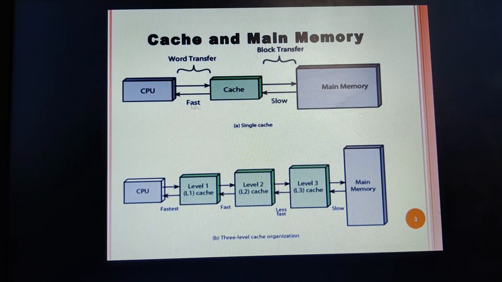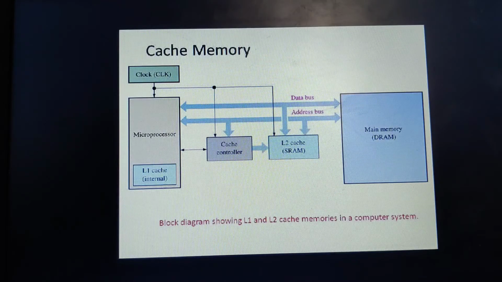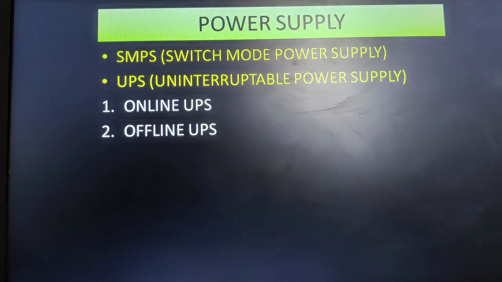So remember, the data transfer between the CPU and the cache memory will be quite fast when you compare it to the data transfer between the CPU and the main memory. Okay, so this is what we have discussed in our previous class. Today let us continue with the next topic, that is the power supply.